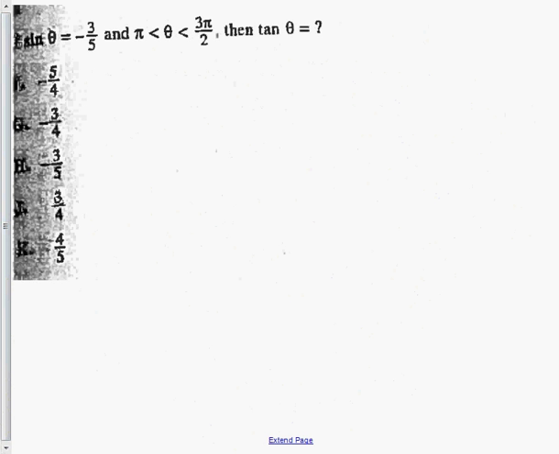Okay. Looks like that sine theta is equal to negative 3/5. So sine theta is negative 3/5. There you are. Like mother, like son. Huh? So sine theta is negative 3/5, but theta is between pi and 3 pi over 2. So we're in that third quadrant, right?